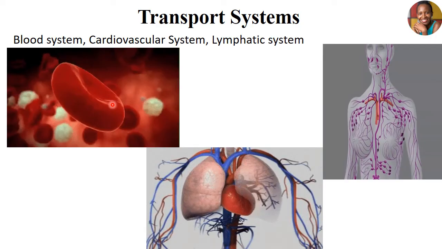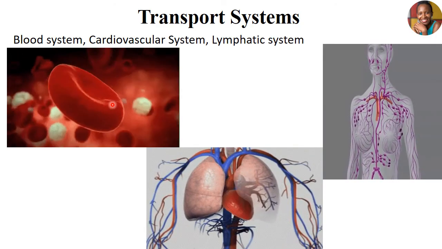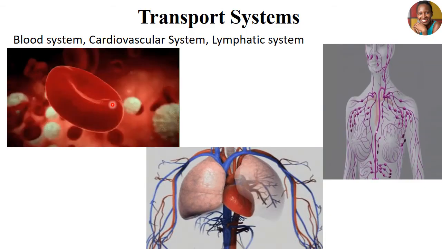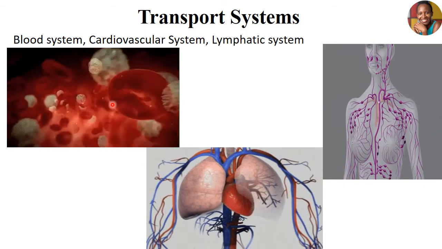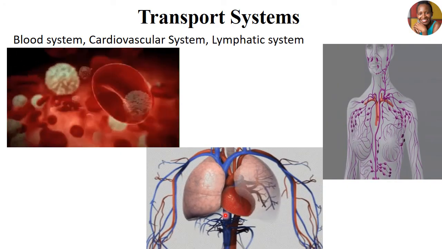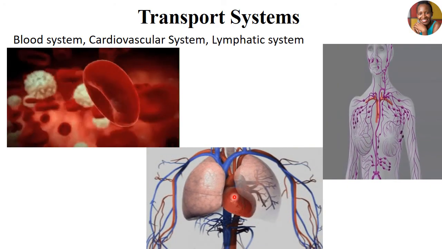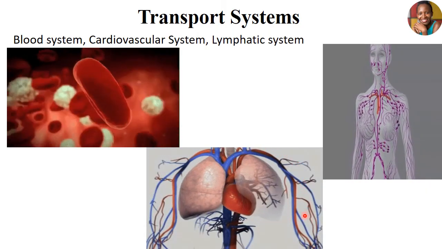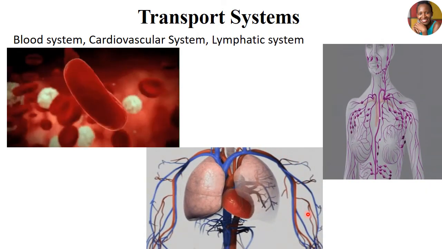For example, oxygen is transported by attaching to the red blood cells, and is taken from the lungs all the way to the body organs and tissues. Under the cardiovascular system, we have our heart, and the heart works together with the blood vessels, that is the veins and the arteries, to supply blood to different parts of the body.